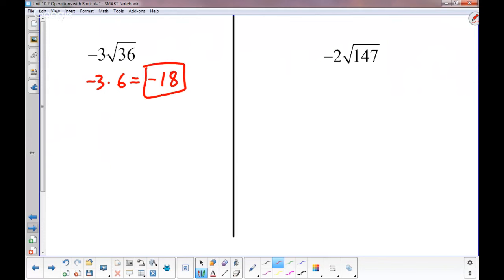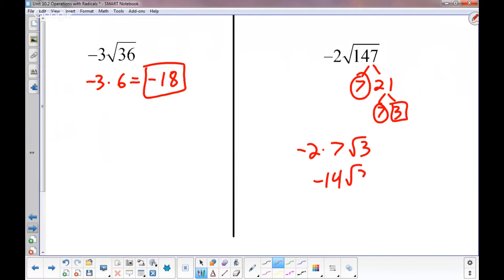All right, let's look at the second one here. Negative 2 times the square root of 147. Now, this one might be one to break down. It's a toughie. That's not a number we really deal with. But we do know that 7 goes into it. So 7 and it's 21. And then 21 breaks down to 7 and 3. There we go. We got a pair of 7s. We can pull the 7 out. So we get negative 2 times 7, and then that square root of 3 stays there. So we end up with negative 14 root 3. If you think about it, 147 is 49 times 3.